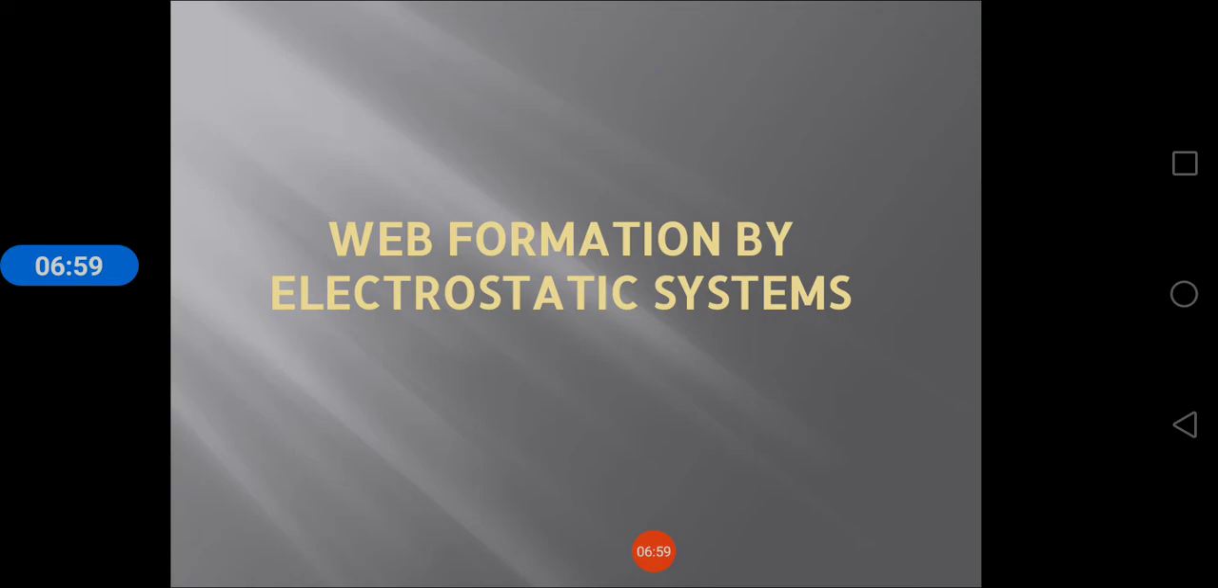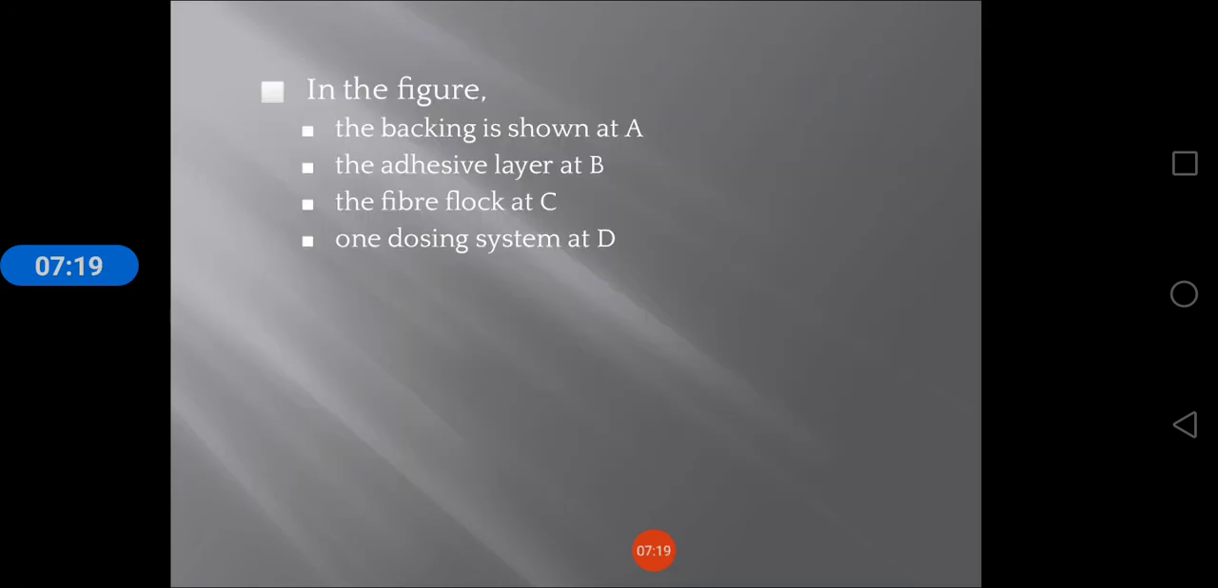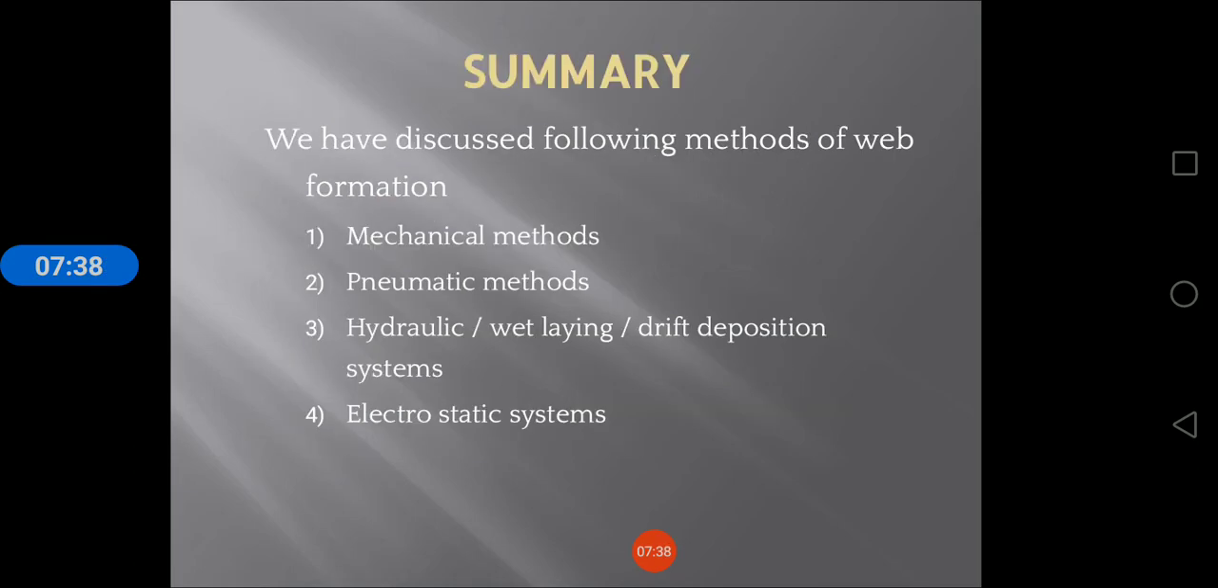Web formation by electrostatic systems. In electrostatic systems, electric charges are used to form a uniform fibrous layer. The electrostatic charges are generated between two conveniently placed electrodes. The system also makes it possible to influence the arrangement of the fibers and their planar distribution. The figure shows the electrostatic suction removal of surplus fibers, and the pneumatic suction removal of surplus fibers. The fibrous layer in which the fibers are perpendicular to the backing is called flock print. The production rate is 10 meters per minute with a web surface weight of around 10 grams per square centimeter.